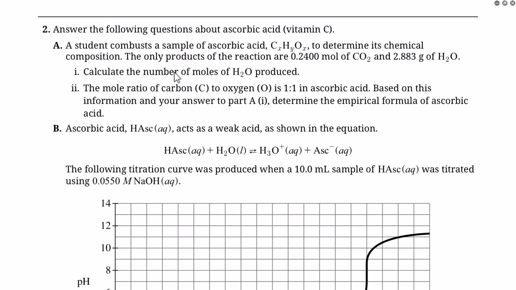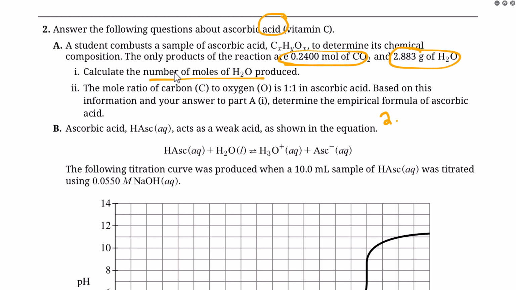All right, it says answer the following questions about ascorbic acid. Okay, so we have an acid question here. A student combusts a sample of ascorbic acid to determine its chemical composition. The only products of the reaction are 0.2400 moles of CO2 and 2.883 grams of H2O. It says to calculate the moles of H2O produced. So that's a simple calculation we can do.